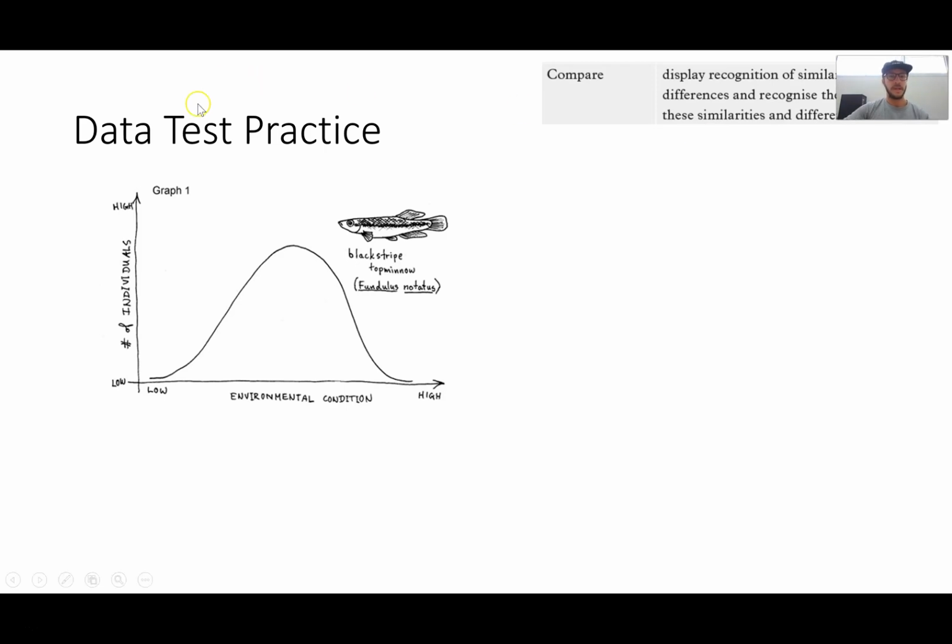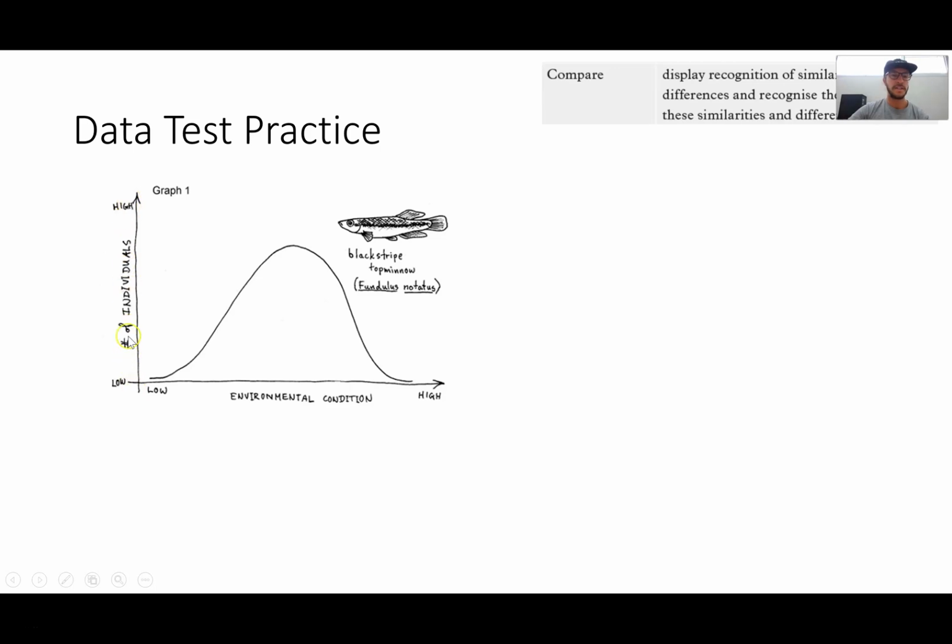So, there's a graph here. On the horizontal or x-axis, we have an environmental condition. So that could be anything. That could be the amount of salts in the water, the salinity. It could be the pH of the water, talking about water in this case because it's a fish. It could also refer to the amount of oxygen. So let's go with that for this example of environmental condition.